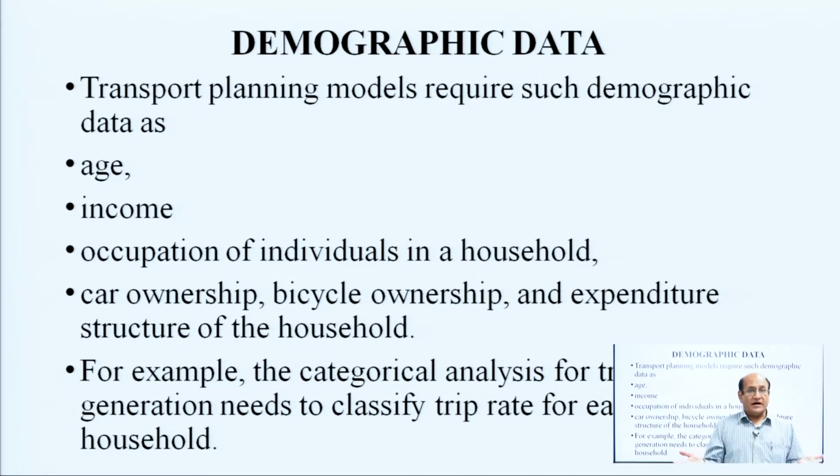In the demographic data, these are available: age of each person, income of each person, occupation of individuals in a household, whether they have car ownership or bicycle ownership, and expenditure structure of a household. For example, categorical analysis for trip generation needs to classify trip rate for each type of household. So, these are all available in the census book.